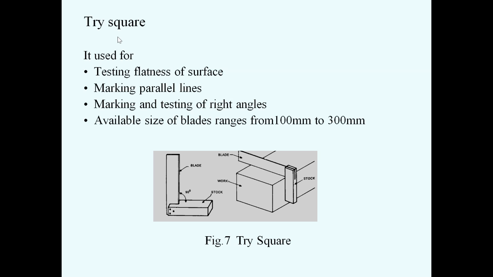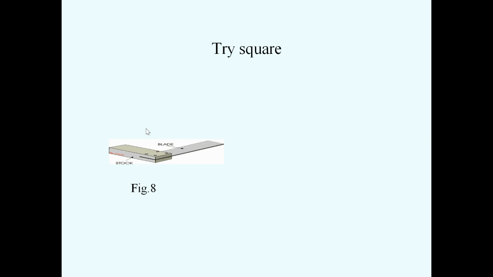These tri-squares are available with blade sizes ranging from 100 mm to 300 mm. This is the blade, and this part is called the stock. You can see the diagram here.